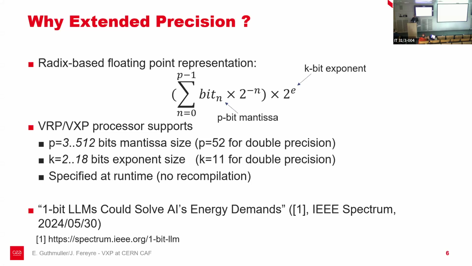We are aware that the trend is actually toward lower precision. In artificial intelligence, we want to go as low as possible, even 1 bit of precision sometimes. But we think that extended precision is very useful for this particular application in HPC.